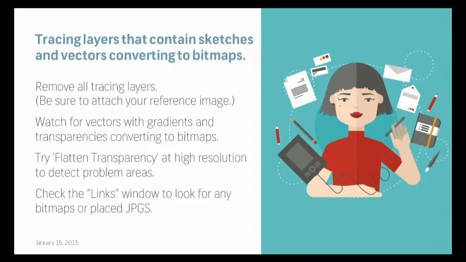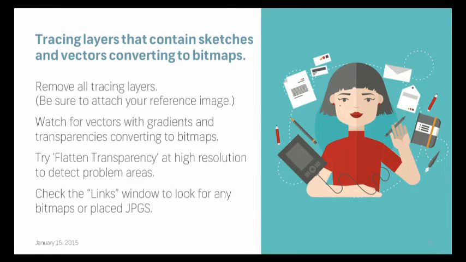As far as watching for converted bitmaps, you want to watch vectors with gradients and transparencies. Similar to the vector effects, gradients and transparencies sometimes will also convert into bitmap sections when you are saving that down.